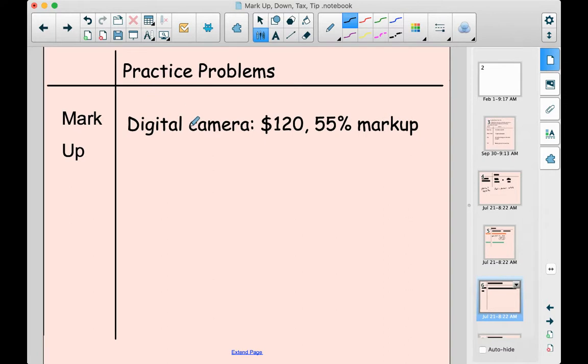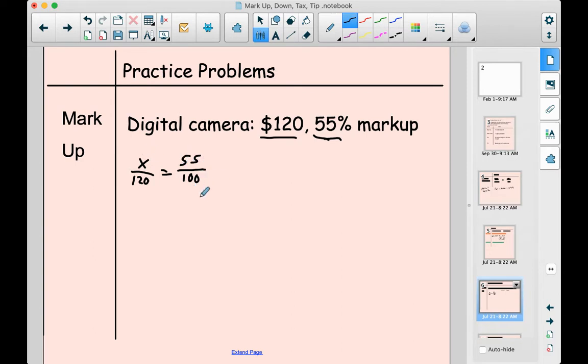All right, so let's do this digital camera. Let's say we can get it for $120. It has a 55% markup. So I'm going to find 55% of this number, to mark it up. Let's use the percent proportion this time. Doesn't matter which you use, so I'll show you a little bit of both. Okay. So I'm trying to find 55% of 120. That means my 120 is the whole. The part I don't know, that's what I'm trying to find. The percent is 55.